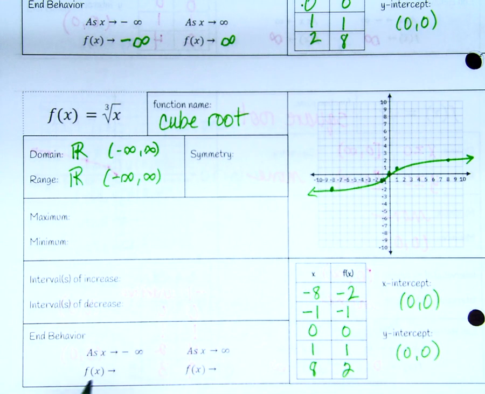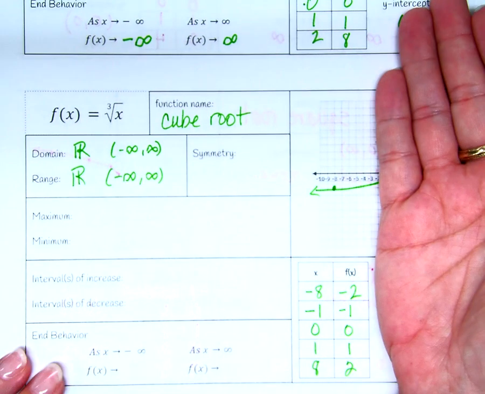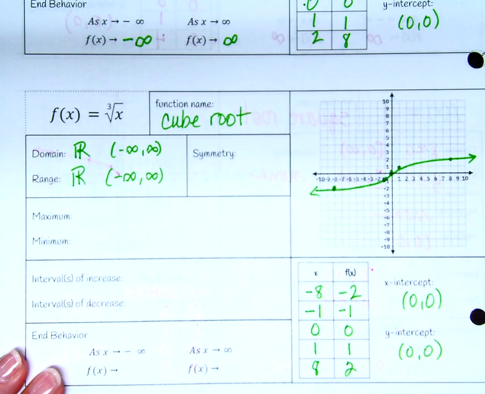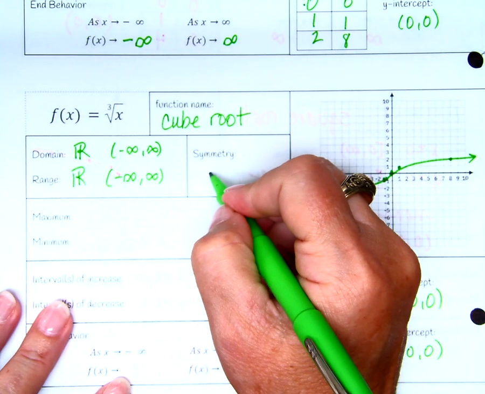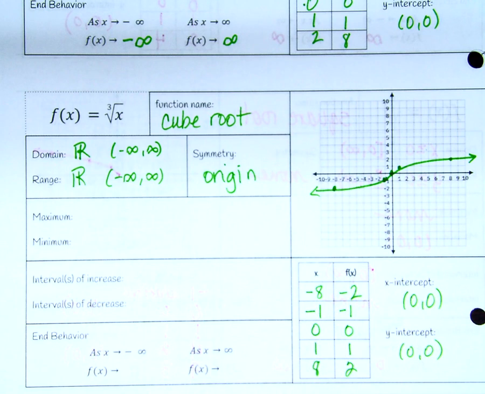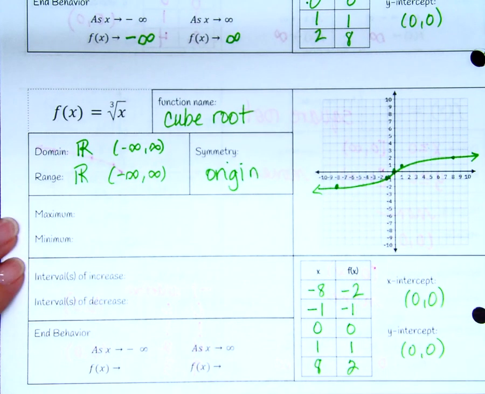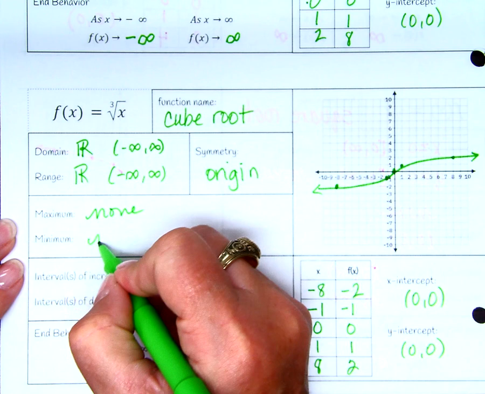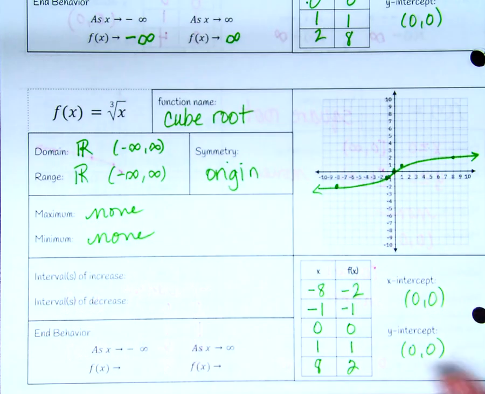Does it have symmetry? Can I fold this over this way? No. Can I fold this down this way? No, but I can spin it 180 degrees, right? And if I can, where is it symmetric around? Good. Maximum point, minimum point? None for both, right?